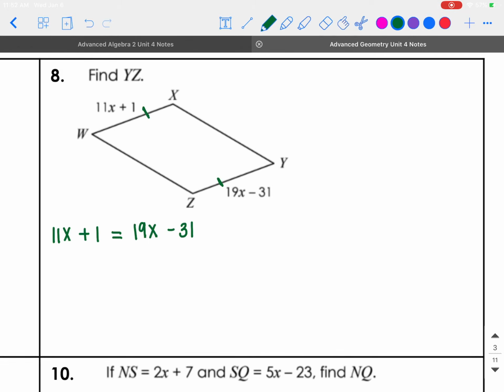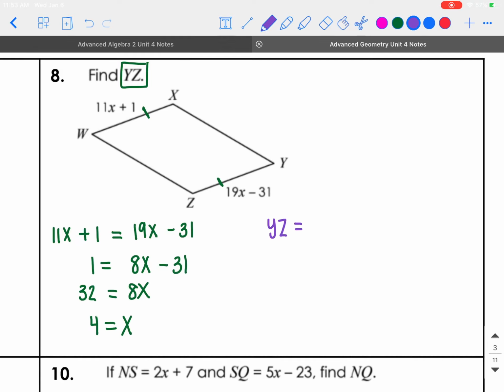I'll start by subtracting 11x from both sides. 1 equals 8x minus 31. Then adding 31 to both sides gives us 32 equals 8x. Then we can divide by 8 to get 4 equals x. However, my question asks for yz. So I have to plug it back in.